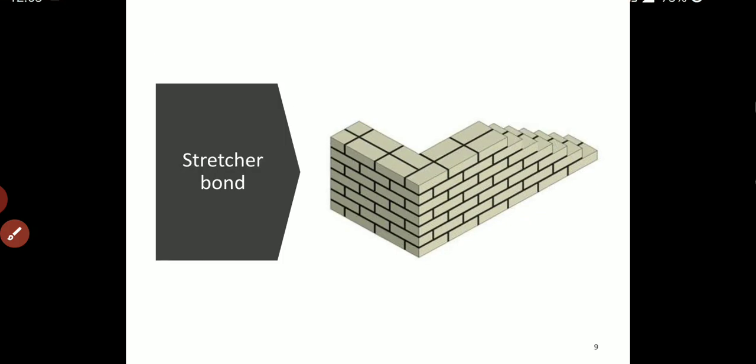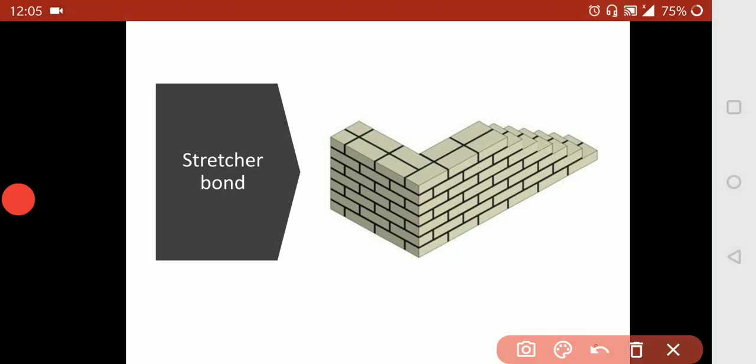The next is stretcher bond. So what is stretcher bond? You can see here the arrangement of the bricks. It's just like steps.